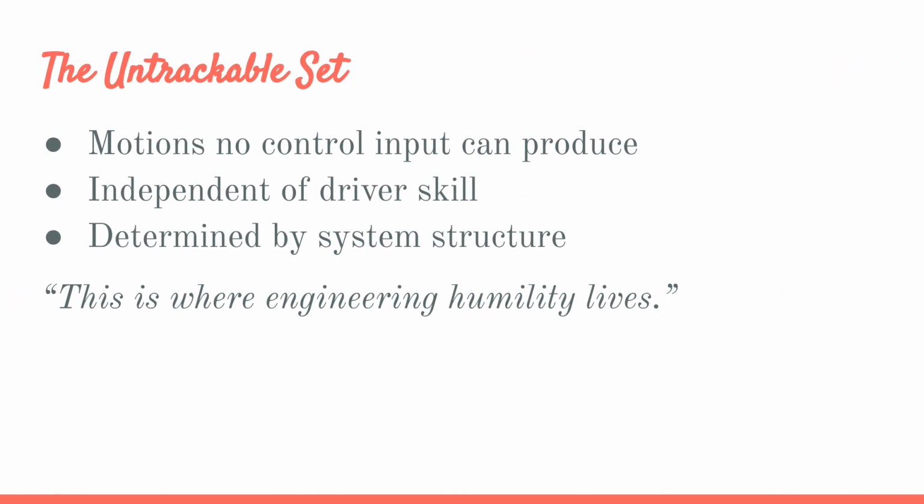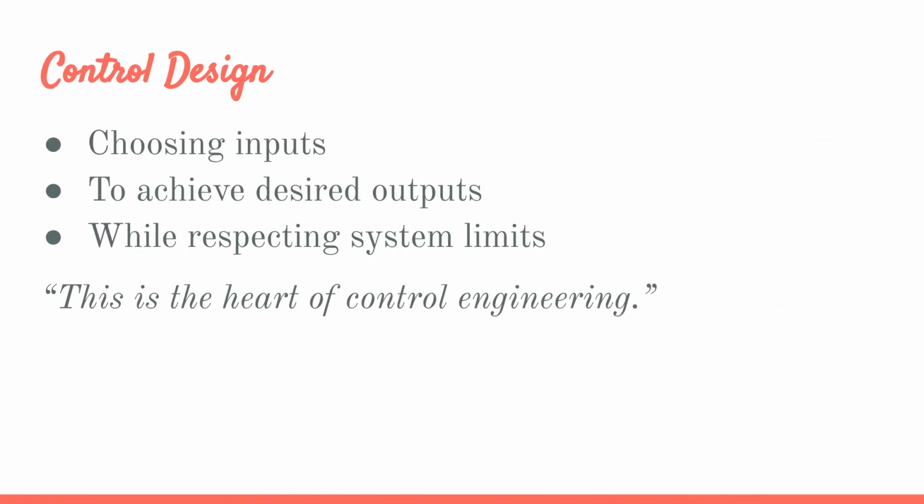Conversely, the untrackable set contains motions that no control input can produce. This is determined by the system structure, independent of any operator skill. For a race car, the untrackable set is a collection of curved racing tracks that the car can never follow, no matter how skilled the driver is. Control design involves choosing the right inputs to achieve desired outputs while respecting the inherent system limits. This process forms the heart of control engineering.